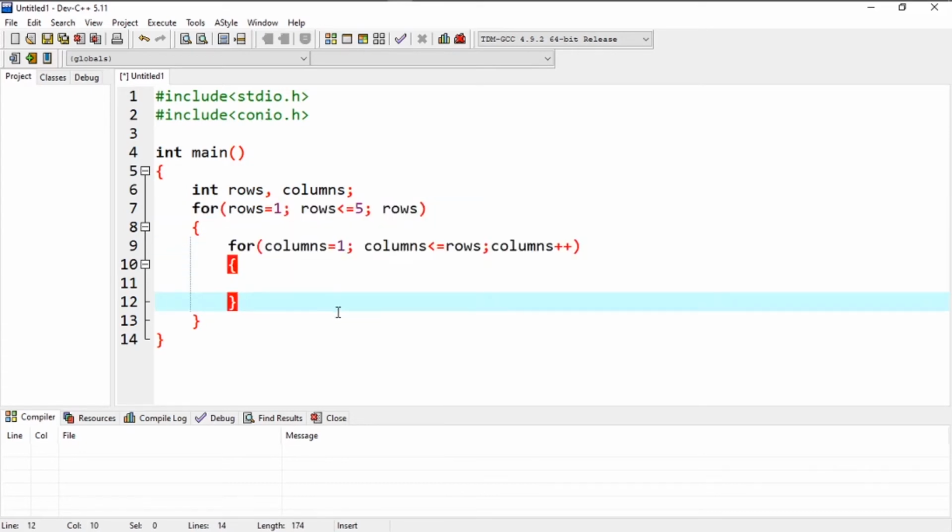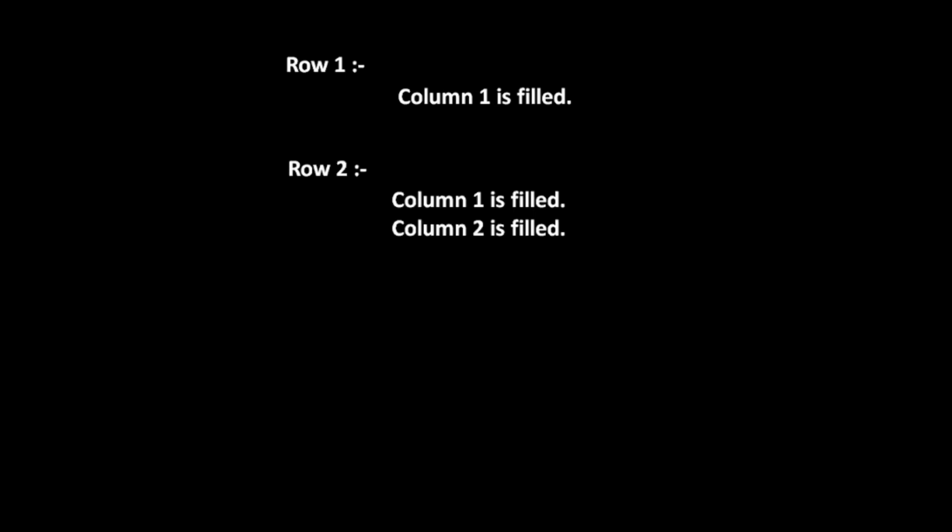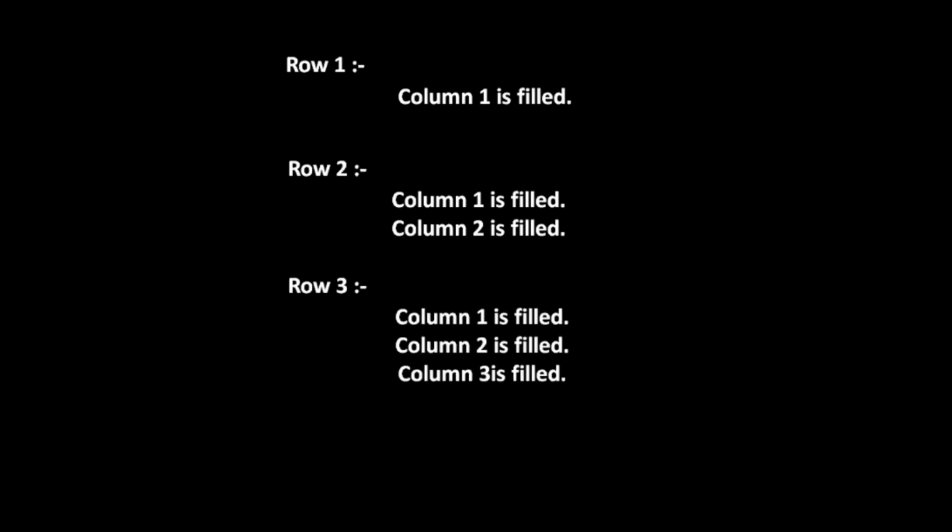Let's make it more clear. When row equals 1, the column is also 1, which means column 1 is filled. Similarly, when row equals 2, the inner loop will execute 2 times. That means column 1 is filled and similarly column 2 is filled. Likewise, when row equals 3, columns 1, 2 and 3 are filled, and so on.